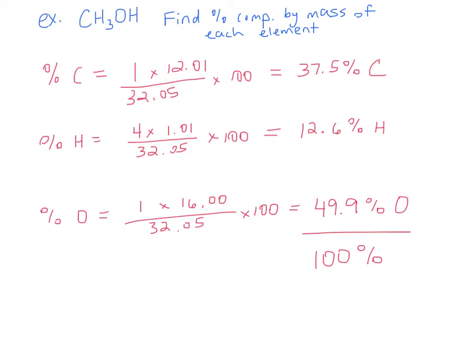Now, again, another way you could have found oxygen, or whichever the last element was that you did, was to add up the other 2, subtract them from 100, and then you should get the amount of oxygen. So either way would be correct.